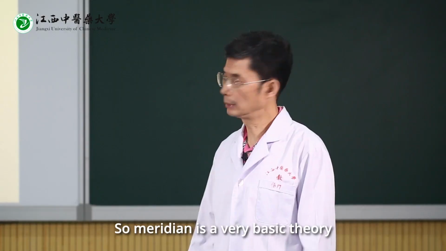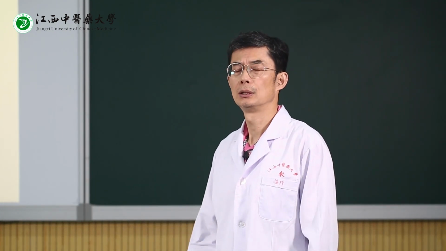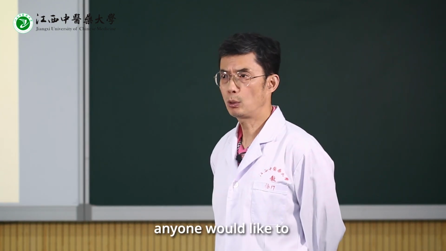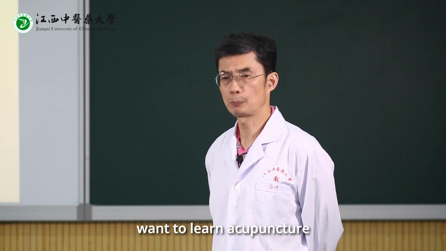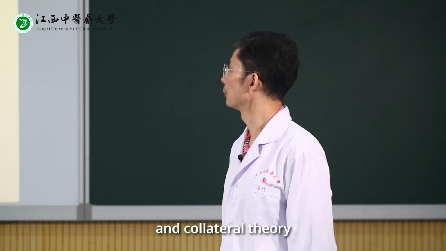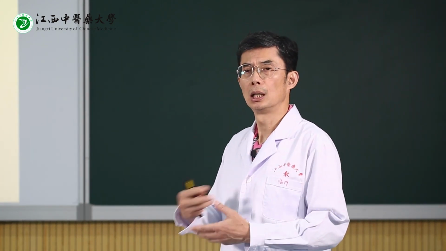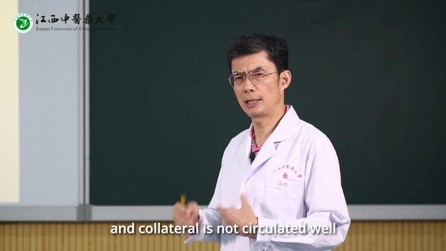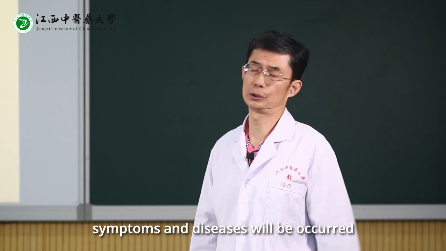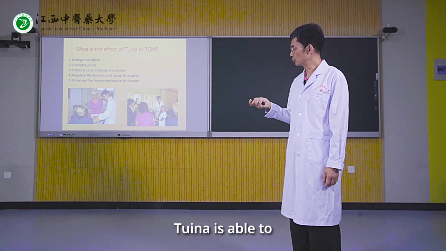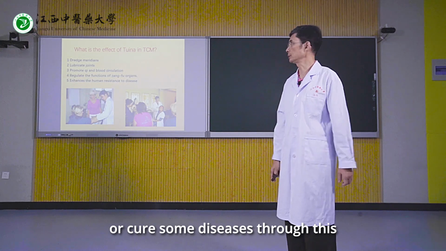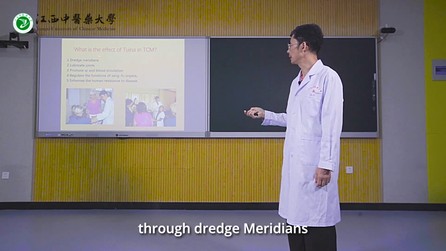What is a meridian? Meridian is a very basic theory of acupuncture. Anyone who wants to learn acupuncture has to first learn the meridian and collateral theory. When the meridians and collaterals are not circulated well all over the body, symptoms and diseases will occur. So trainer is able to judge meridians, which means it can prevent or cure some diseases this way.